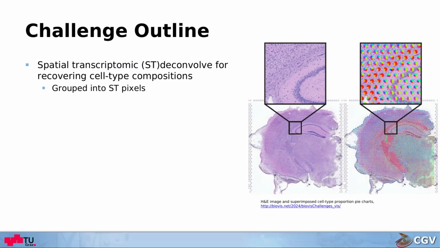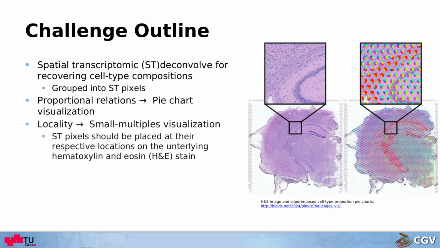ST-deconvolve accurately recovers cell type proportions in multicellular spatial transcriptomic tissue profiling. Miller et al. present a visualization where the components of the deconvolved cell type pixels are illustrated as pie charts, a standard visualization for proportional relations. They can be superposed to the respective hematoxylin and eosin, H and E, stain, as the locations of pixels are given by the center of each circle.